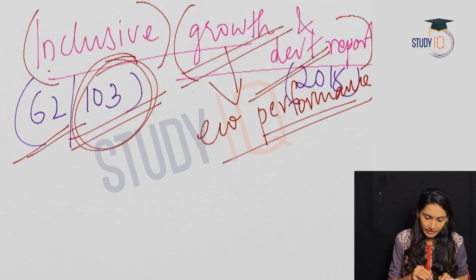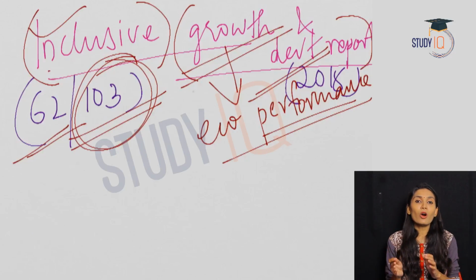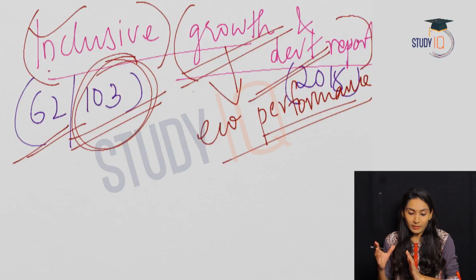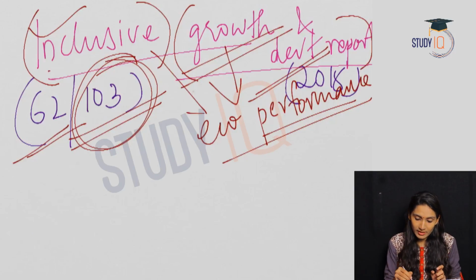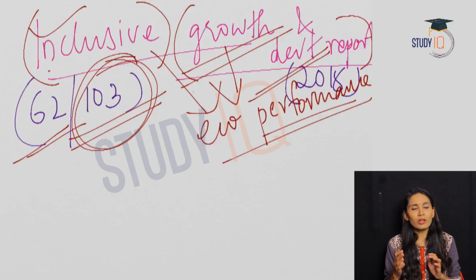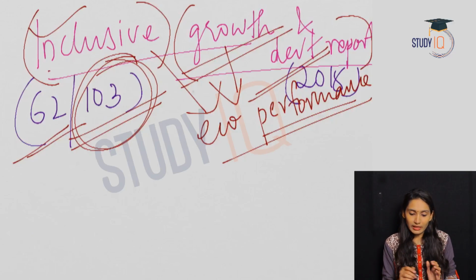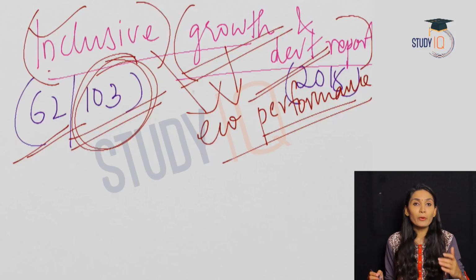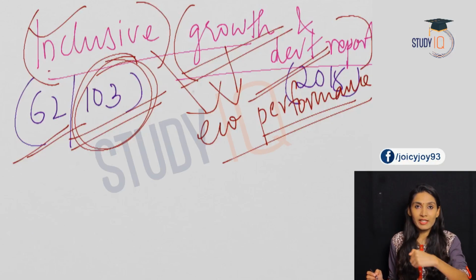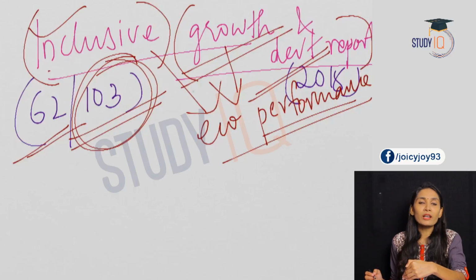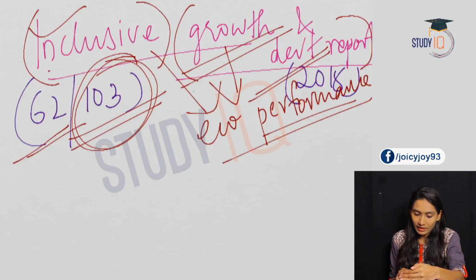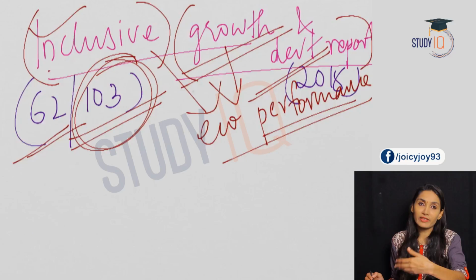And what is inclusive? Inclusive means including all stakeholders or all sections of the society into the process. So here the process is economic performance or growth and development. So the Inclusive Growth and Development Report means the World Economic Forum is evaluating the countries on the basis of inclusion, which means how well they are able to include all the sections of the society into the growth and development process of that country.